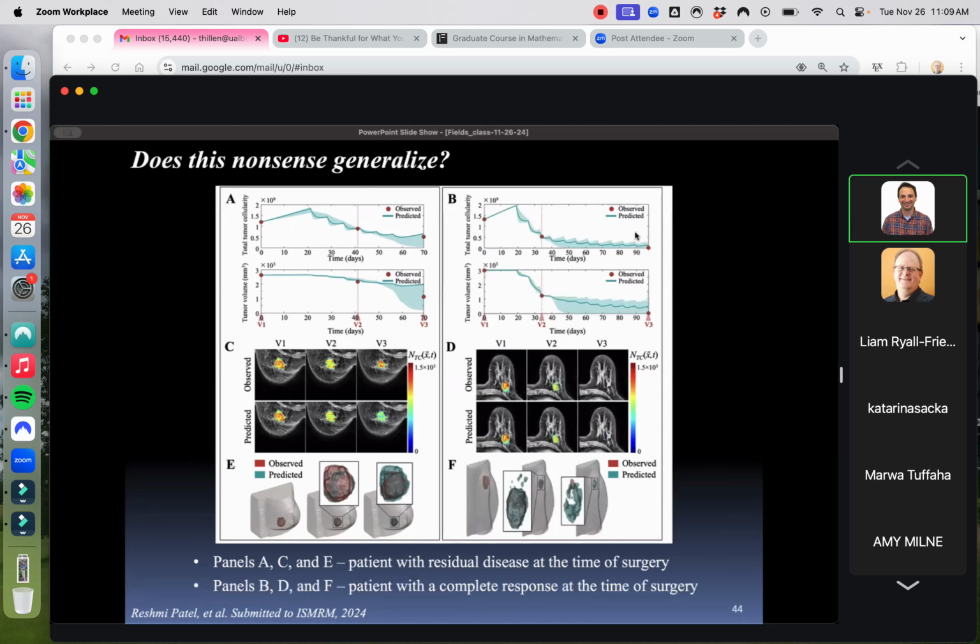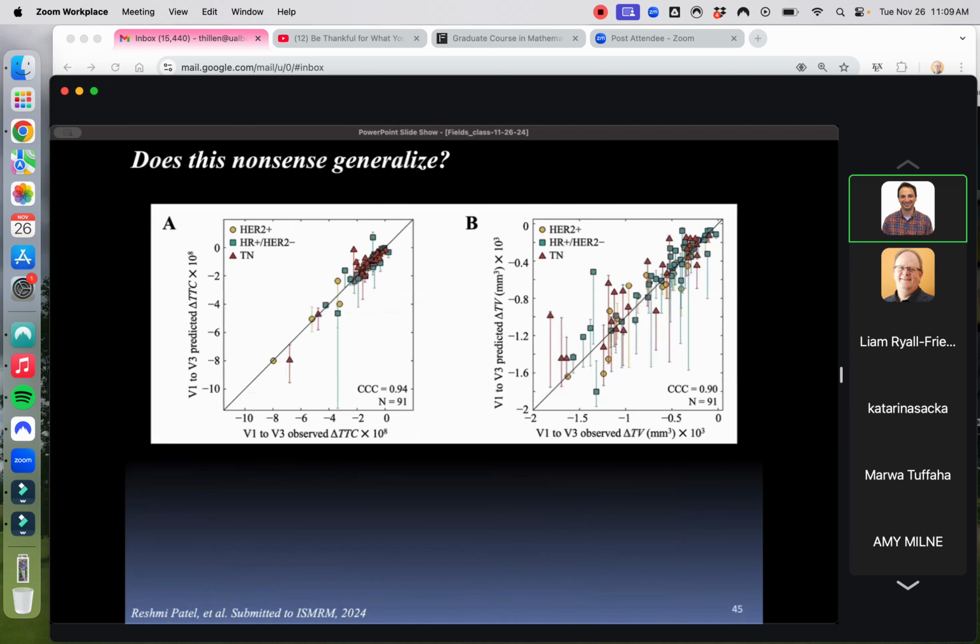Then here, this is a patient who's responding, and you can see that their red dots are going down nicely, and this is a correctly predicted non-responder. Then you do the change in observed total tumor cell number versus what's predicted, and you still have this really high CCC in these 91 patients that were collected across 10 different sites. A similar story for the change in tumor volume right here. So these CCCs are still solid with patients from 10 different centers. So we're starting to believe that this stuff actually works.